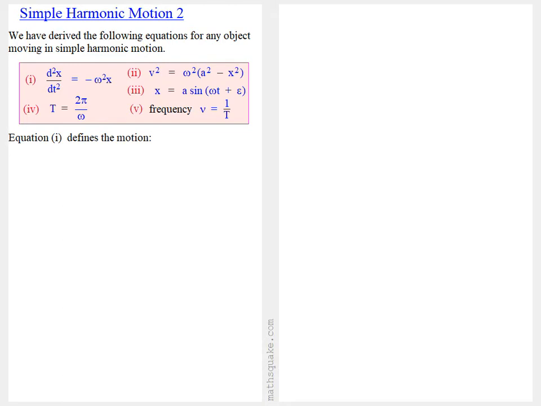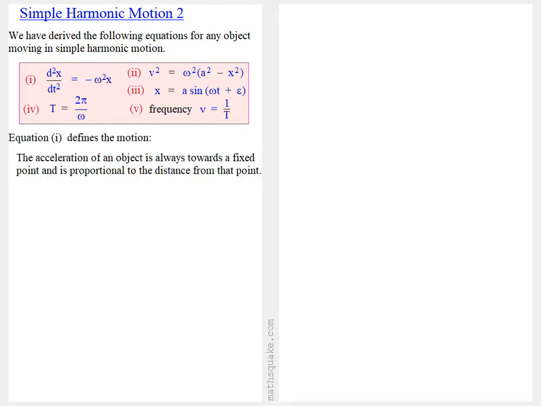Looking at equation 1, we can see the acceleration of an object is always towards a fixed point and is proportional to the distance from that point. And as I say, all the other equations are derived from it. Now equation 2, v squared equals omega squared into a squared minus x squared, enables us to calculate the velocity v of the particle when we know its position x.